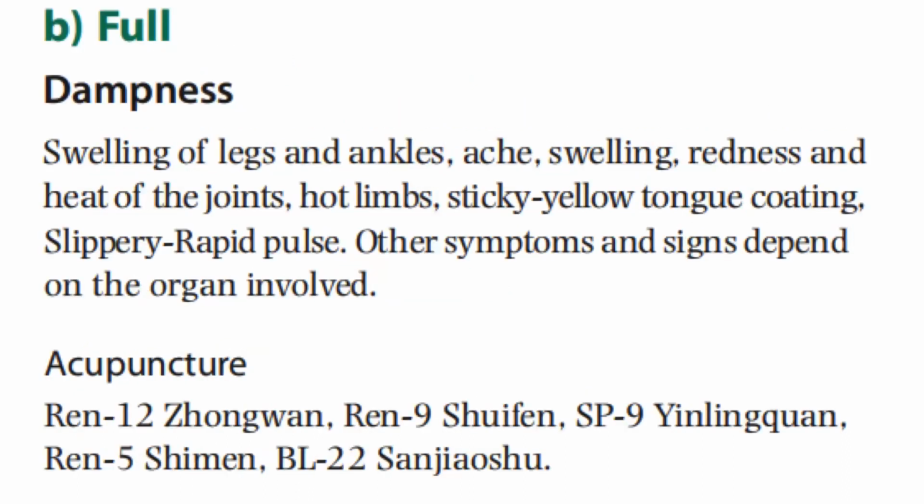Now let's move on to the full patterns. First, we have here dampness. This will manifest with swelling of legs and ankles, ache, swelling, redness, and heat of joints, hot limbs, sticky yellow tongue coating, slippery rapid pulse, and other symptoms and signs depend on the organ involved. Treatment with acupuncture, we could use REN 12, REN 9, spleen 9, REN 5, and bladder 22.